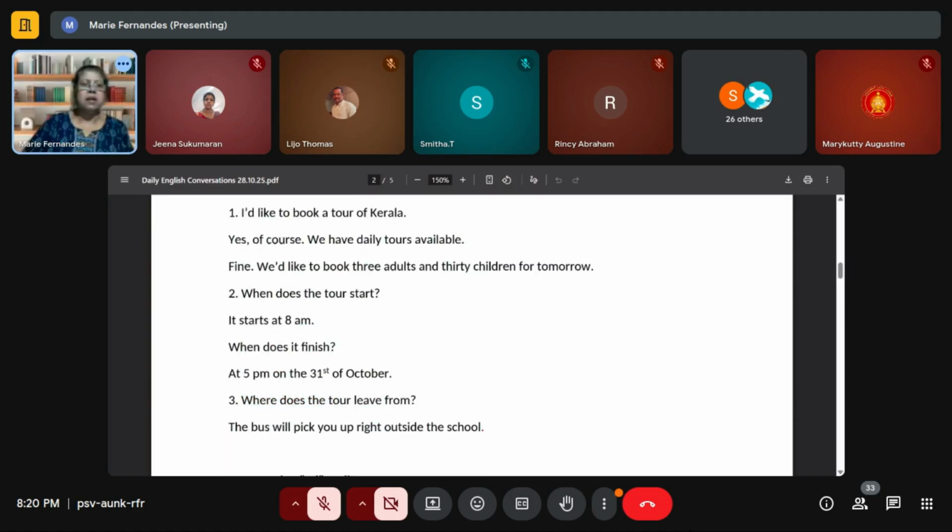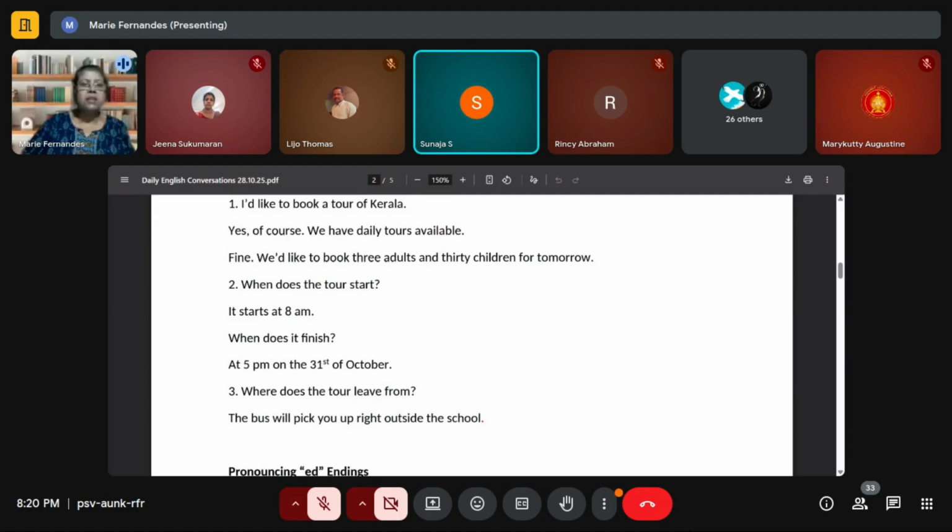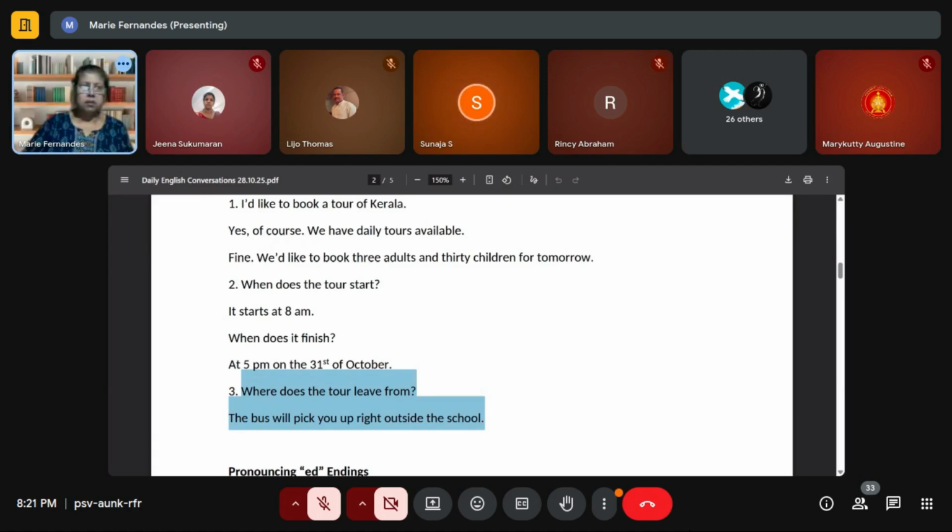So where does the tour leave from? The bus will pick you up right outside the school. Where does the tour leave from? The bus will pick you up right outside school. School. All right. Thank you.